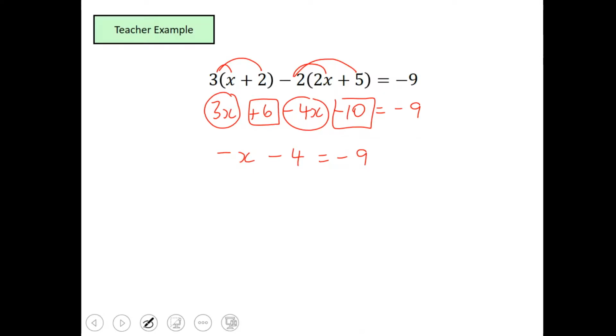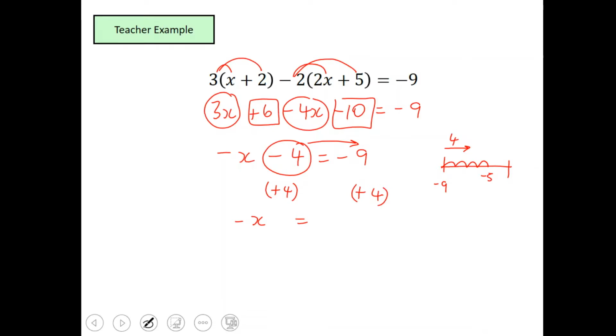Next step is to add 4 to both sides. I've got to get rid of this minus 4. I need to move it onto the other side. So I'm going to add 4 here, and I'm going to add 4 here. That then leaves me with minus x equals... Now be careful, thinking about a number line, if I'm starting at -9 and I'm moving 4 places that way, I'm adding 4, that will give me -8, -7, -6, -5. That's where I end up, okay?